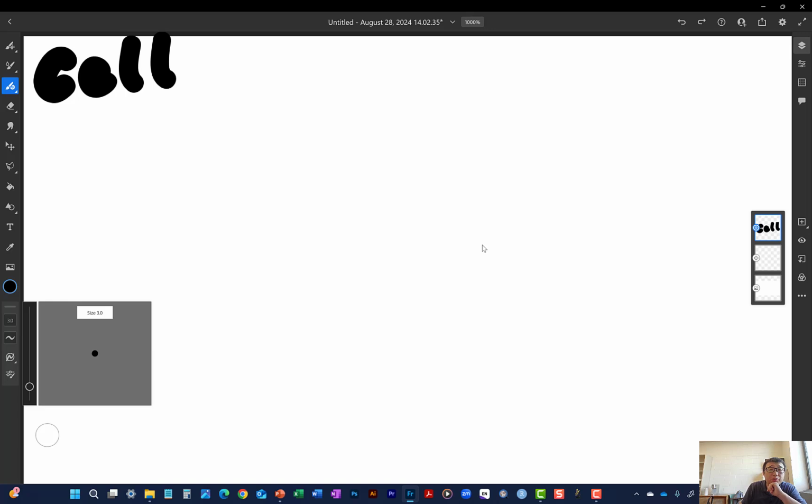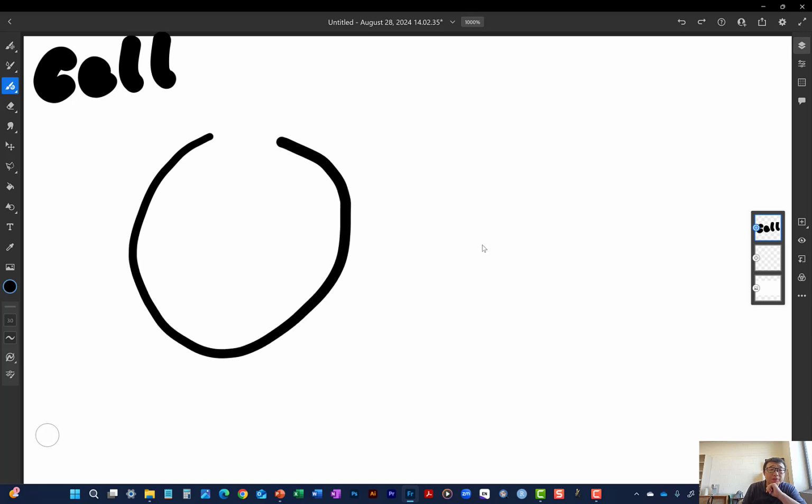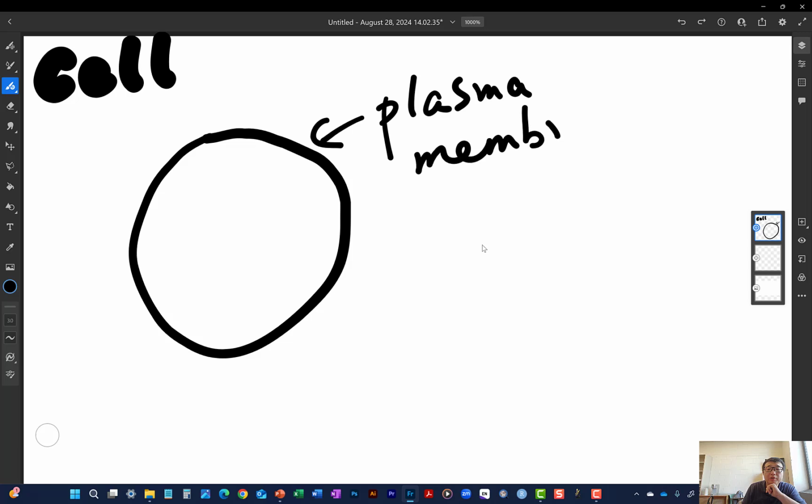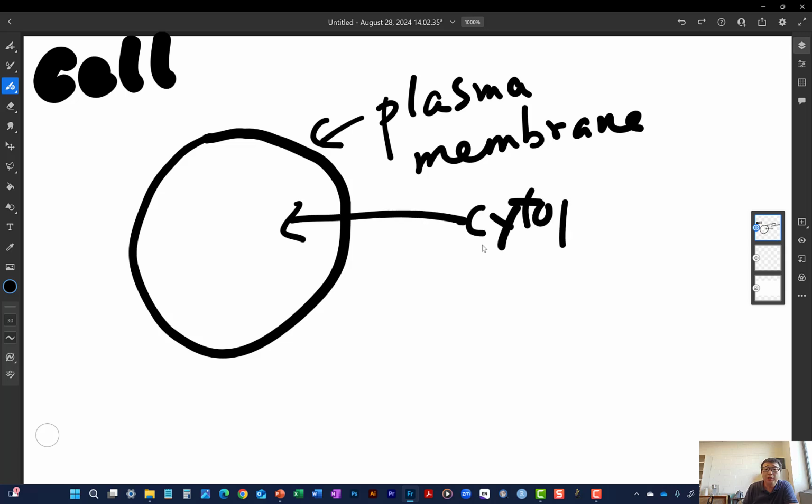The cells we have discovered so far have four common components. Firstly, a cell has a boundary, and we call it the cell membrane or plasma membrane. This membrane forms the boundary of the cell to control the traffic in and out. Inside the plasma membrane, there's a water-based internal environment, and we call it cytoplasm.